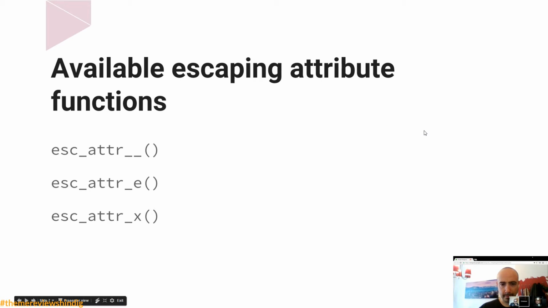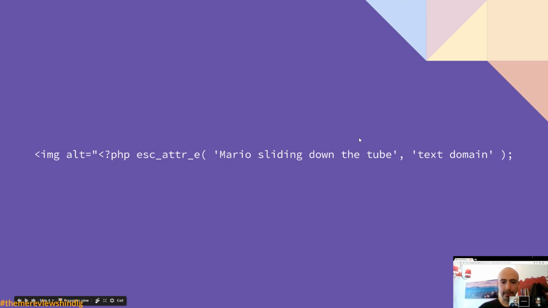So we have esc_attr__, which returns the string, esc_attr_e, which echoes the string, and of course the context one as well. For example, if we're inside of an image tag, the alt attribute, you want to escape it. Things like that. It's much like escaping a URL.